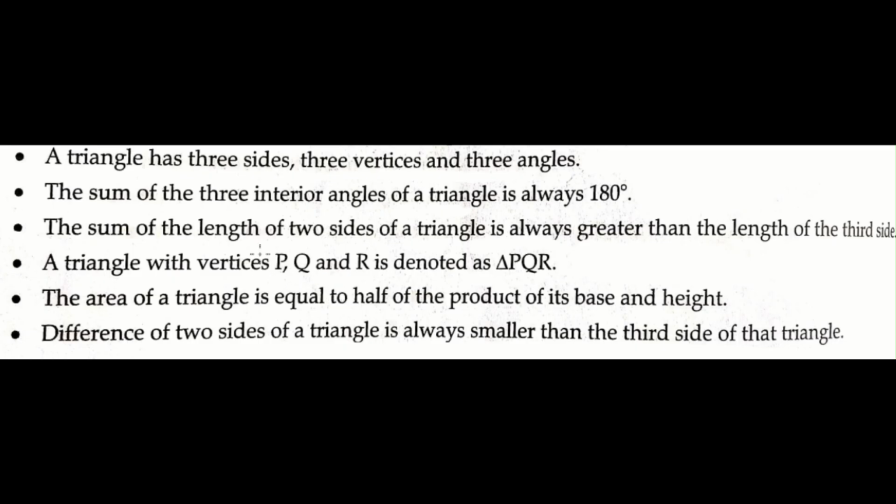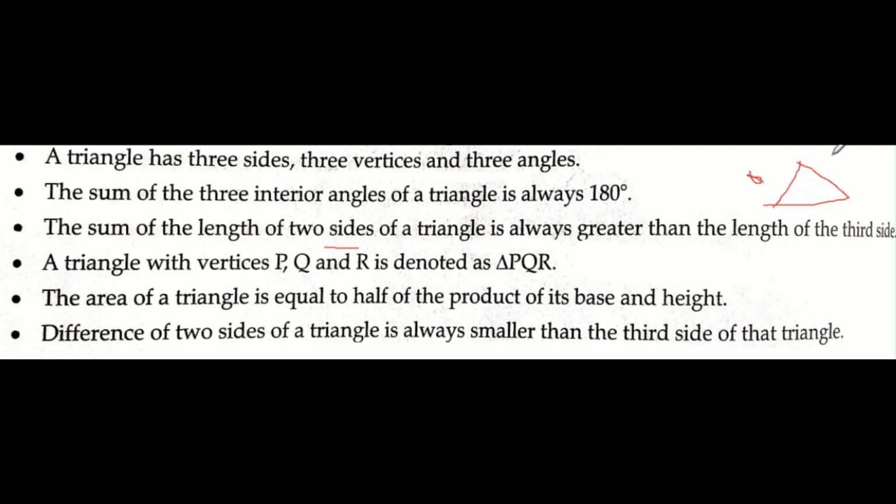These are some facts you already know. Triangles have three sides, three vertices, three angles. Then the sum of the interior angles of a triangle is 180 degrees. All the sum of the three interior angles of a triangle is 180 degrees. Then the sum of the length of the two sides of a triangle is always greater than the length of the third side.